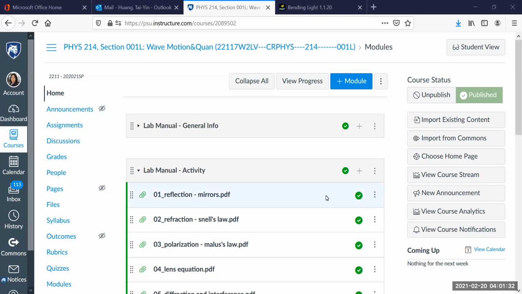Okay, so for our second lab, we're going to do reflection and refraction. Refraction is also known as Snell's law. So go to Canvas, go to Modules, and then click on Refraction, Snell's Law. I'm going to show the file, and this is what you're going to get.